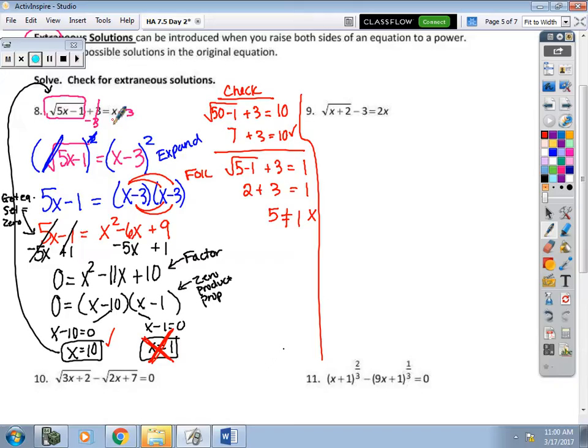So number 9, also similar. We're going to get our radical by itself. So I just kind of cover up my symbol, so that's a minus. So I'm going to use inverse to add 3 to both sides. Take the inverse of a square root, which is to square both sides.